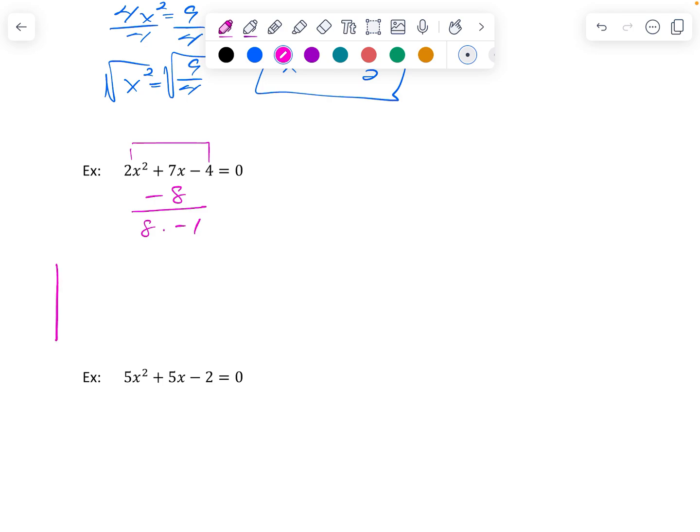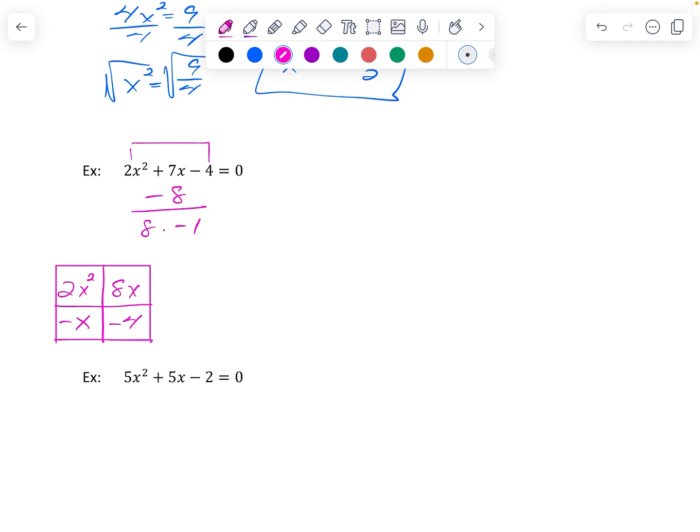So for this one, I'm going to do the box method. You could do the quadratic formula. If that's your thing and you want to do quadratic formula, go right ahead. I'm going to do this. This is -4. This is a good refresher of how to do this method.